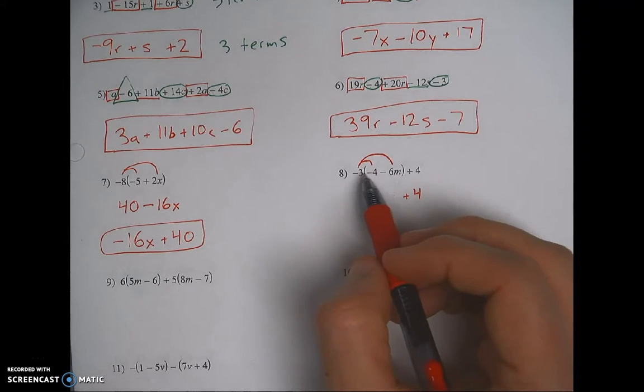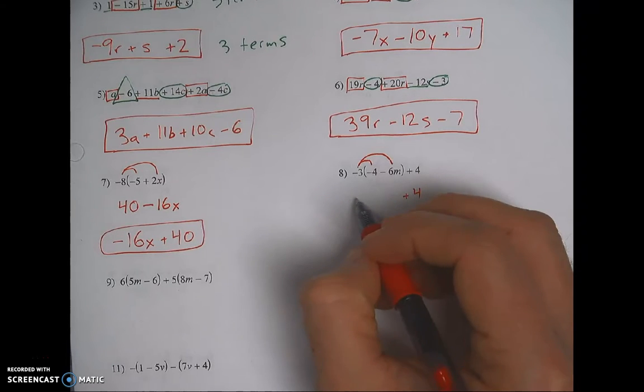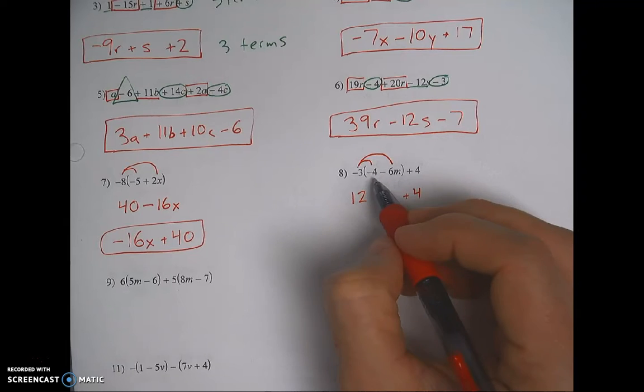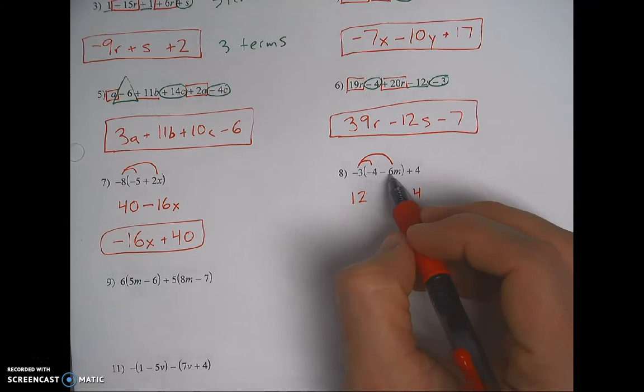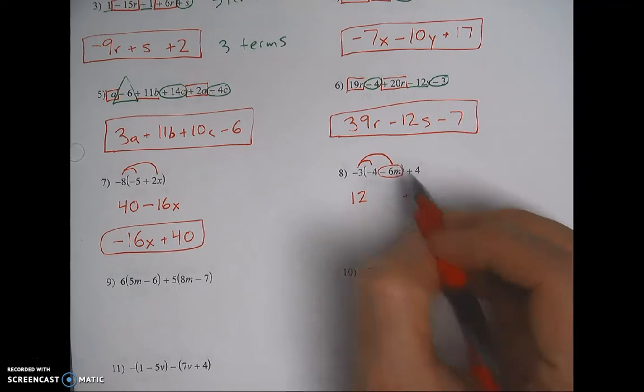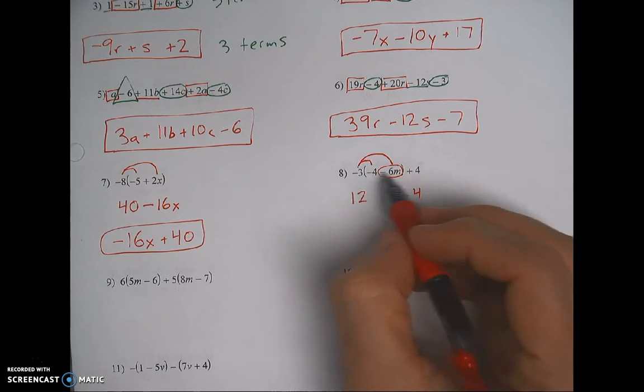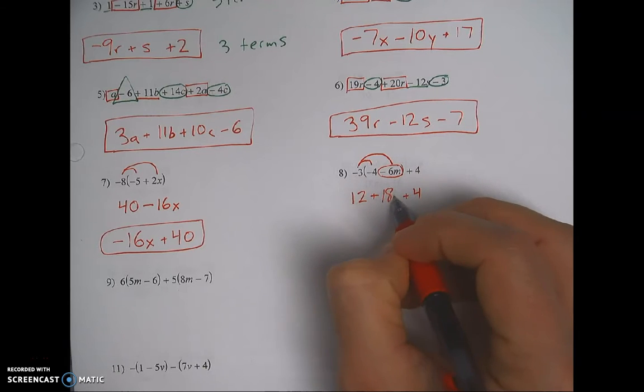And we're multiplying here. So negative 3 times negative 4 is positive 12. And then a negative 3, this is a negative 6. If you need to circle it so it makes sense. Negative 6. So a negative and a negative is going to be another positive plus 18m.